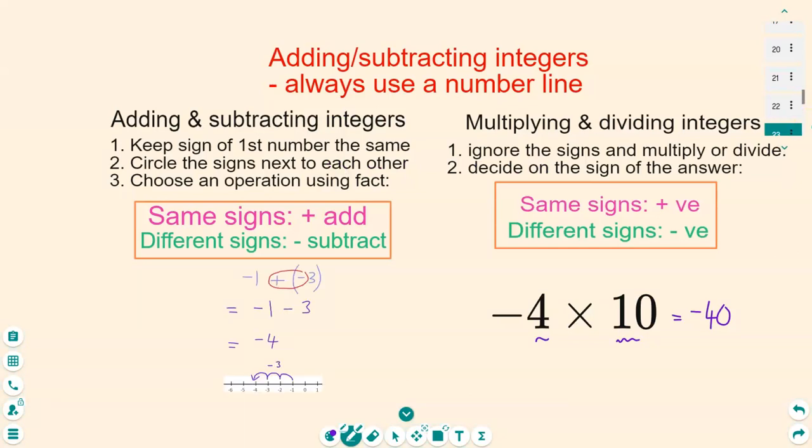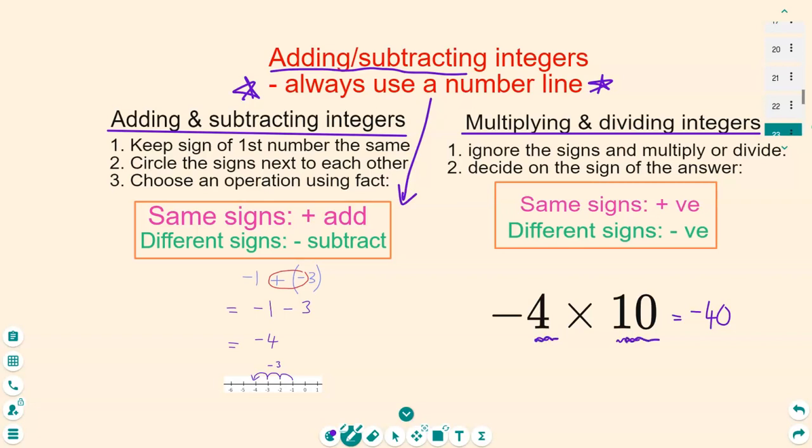And that's all I had to say on this. Just wanted to draw attention on this last slide to the difference between adding and subtracting integers versus multiplying and dividing integers. So I will say adding and subtracting integers, always use a number line for these guys. So that's the strategy we just used. Multiplying and dividing integers, a little recap, is that you just ignore the signs and multiply as usual, and then you choose a sign at the end.